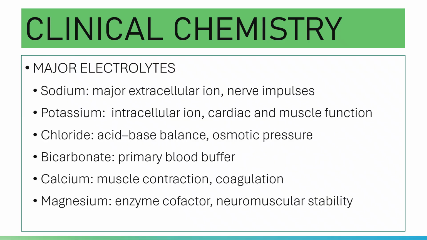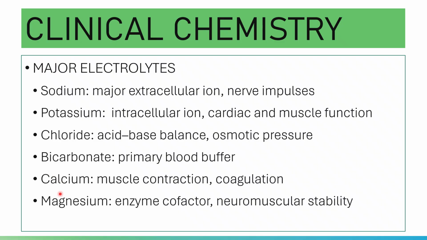Presenting to you your major electrolytes. You have sodium, your major extracellular ion, which is important in nerve impulses. Potassium, an intracellular ion, is utilized for cardiac and muscle functions. Chloride is for acid-base balance and osmotic pressure. Bicarbonate is a blood buffer, to buffer the acidity and maintain the optimum pH of the blood at 7.35 to 7.45.